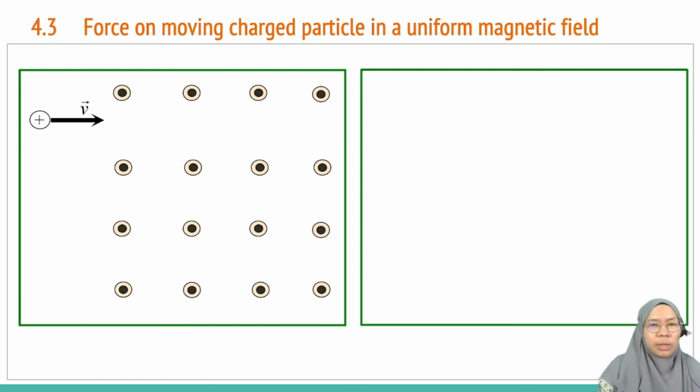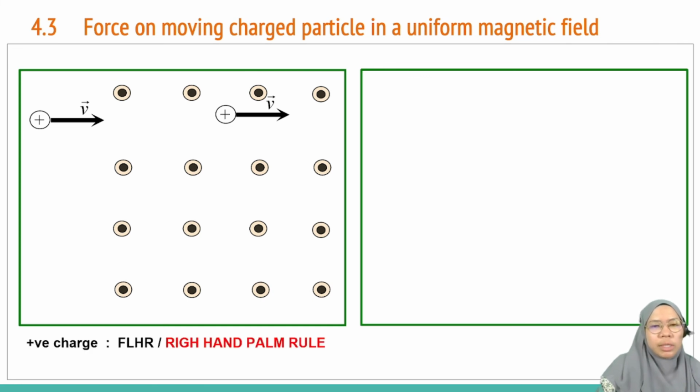Okay, so consider that we have a region of uniform magnetic field coming out of the page. So how do we know it's coming out of the page? Here we have dotted circles coming out of the page. And then this particle, positive charge going into the field perpendicularly. So how to determine the directions of the magnetic force?